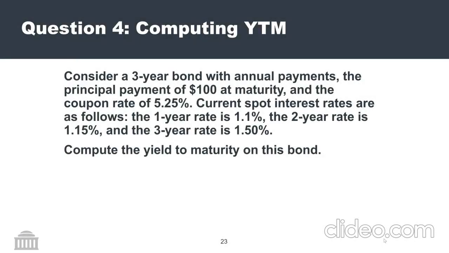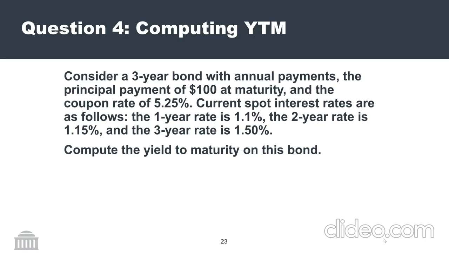In this question, I will teach you how to find yield to maturity. Consider the following 3-year bond. It pays annual coupon, it has face value of $100 and the coupon rate of 5.25%. The current spot interest rates are as follows. The 1-year rate is 1.1%, the 2-year rate is 1.15%, and the 3-year rate is 1.50%. We will compute yield to maturity on this bond.